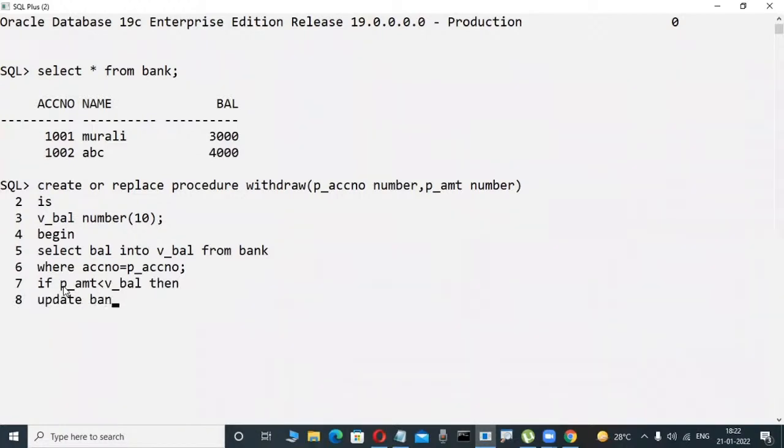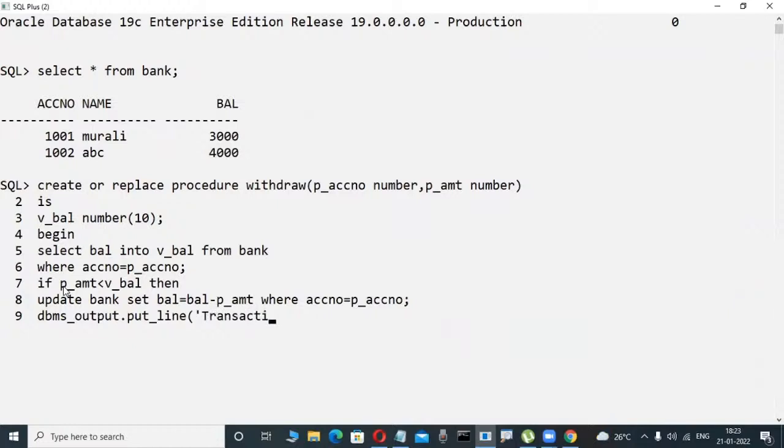Update table name, set balance is equal to balance minus p_amount. Some coding is there. Okay, fine. Now check it out. Here I am writing some message, same like Java. Some messages I try to display. Your transaction is successful. Transaction successful.